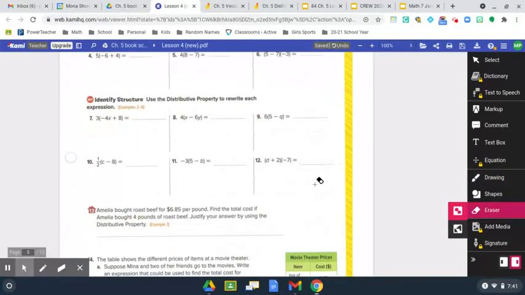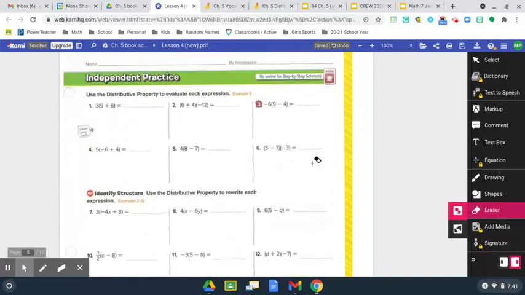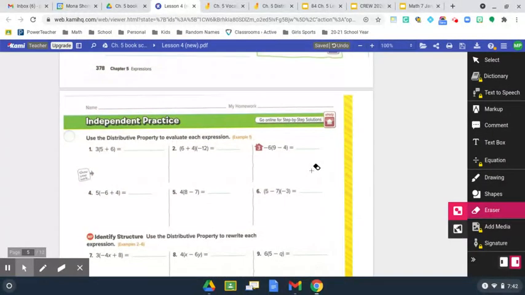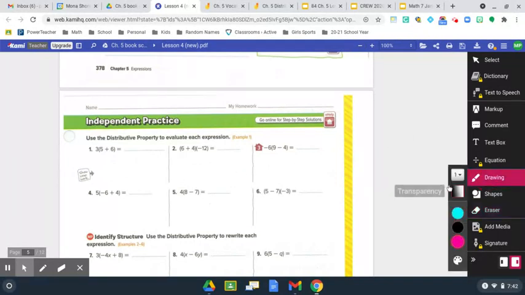Okay, let's try this again. So independent practice. This is page 379. And so like I said, we're just going to focus on the ones with no variables, like we just did in the got it's. And tomorrow we'll start bringing the variables in and doing those. Okay, so I'm going to do a couple and then I'm going to have you try a couple. So I'm going to look at the ones with the negatives.